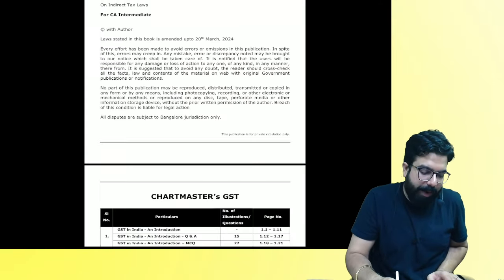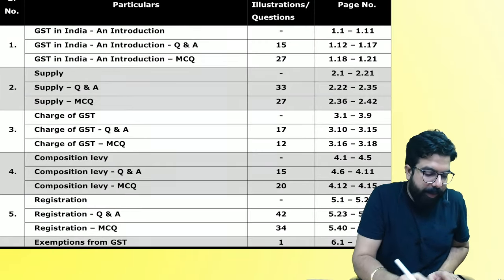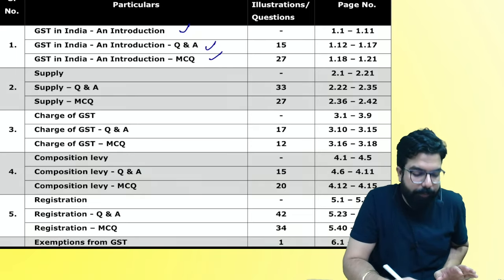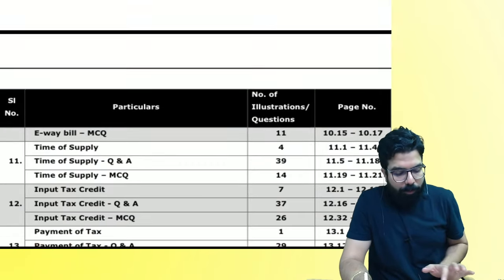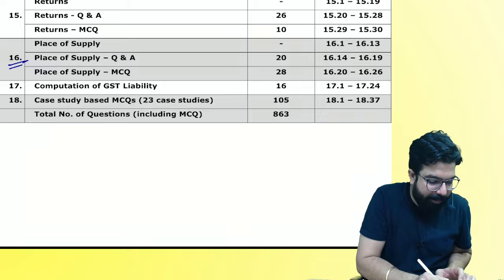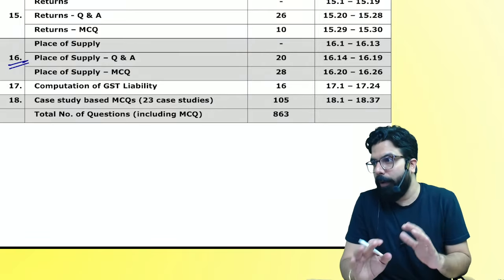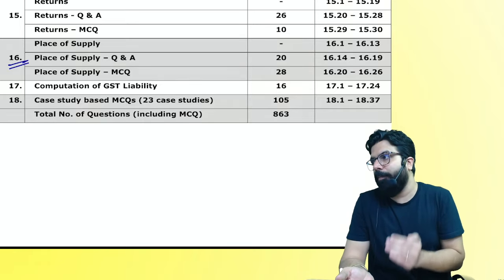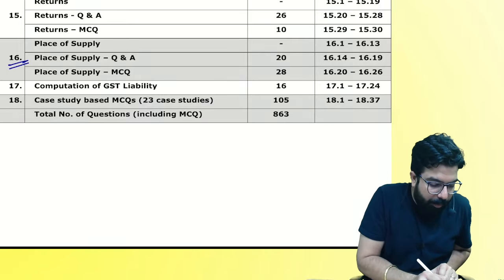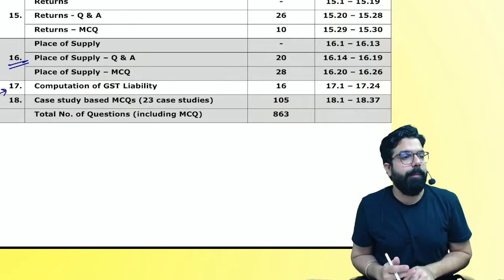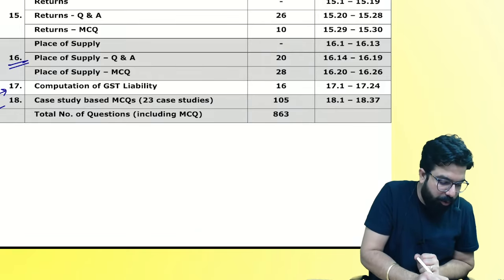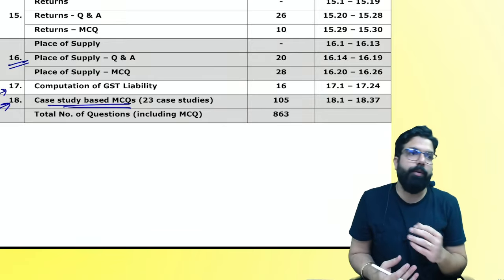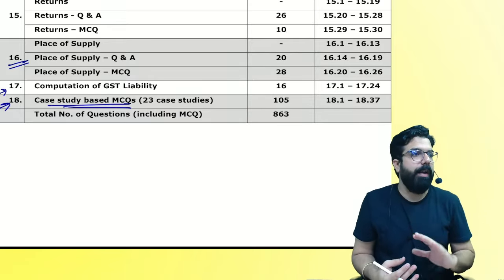For example, if I tell you GST introduction, first the chapter is there, then we have the question answers, and then we have the MCQs of that chapter. Like that, we have 16 chapters which we'll be studying, all in the same manner it is given. Along with that, the big questions which come in the exam, I've given separately. Also the case study based MCQs which come in the exam, 23 case study based MCQs are there. Those also I'll be covering at the last.